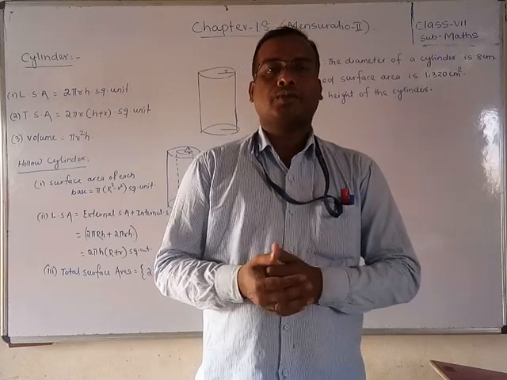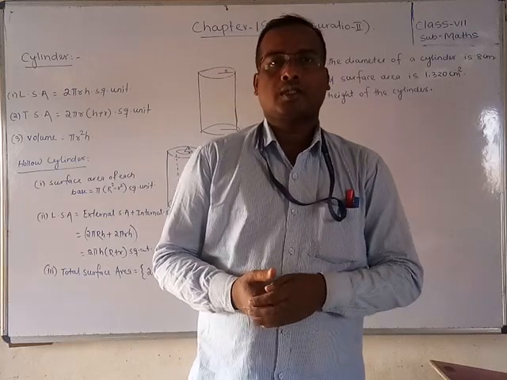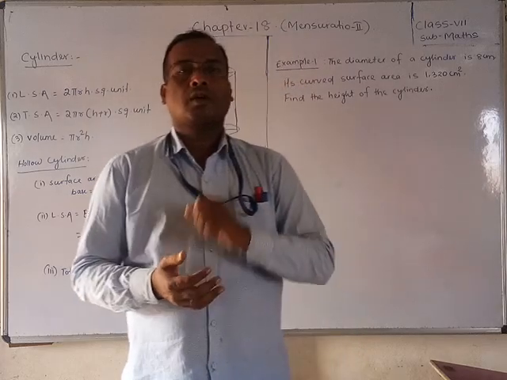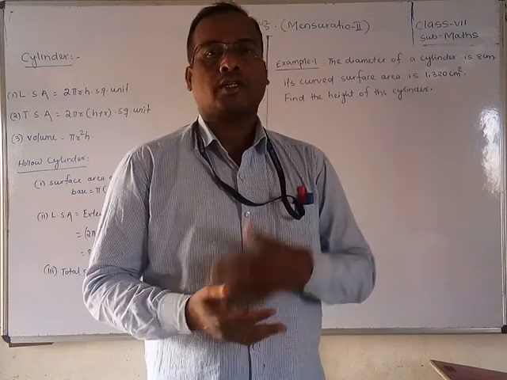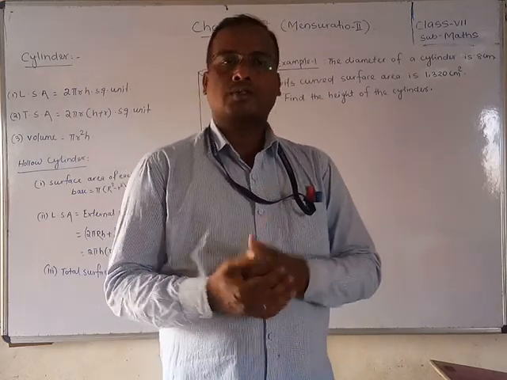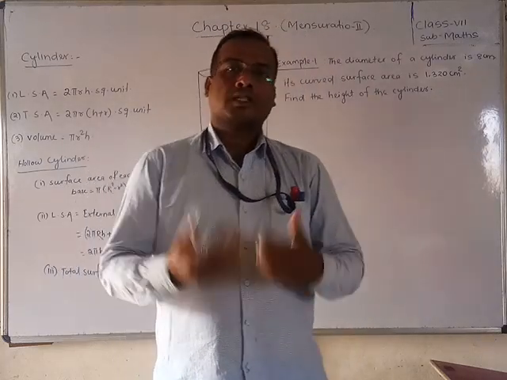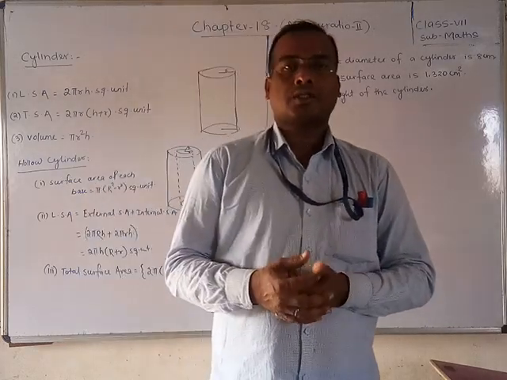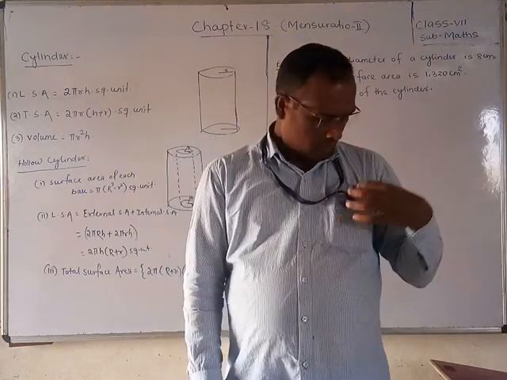Students, today we are going to continue our 18th chapter, that is Mensuration 2, solid figures. In the previous video we already studied the volume and surface area of cuboids and cubes, the lateral surface area, and how to find the diagonals. But today we are going to discuss another solid figure, that is the cylinder. So for a cylinder, how should we find the surface area, lateral surface area, total surface area and volume? Let us see, students.